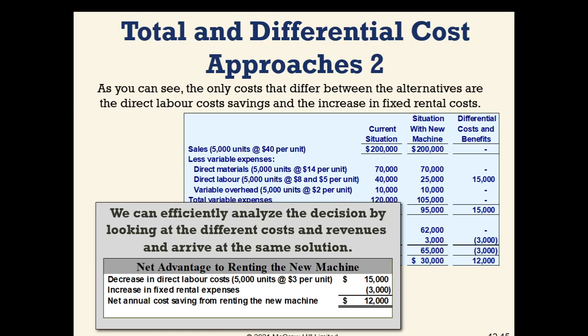So we can efficiently analyze the decision by looking at the different costs and revenues and arrive at the same solution. So that's what we just did. Okay, we looked at the decrease in our direct labor costs versus the increase in our fixed rental expenses, seeing that net annual cost savings of $12,000.